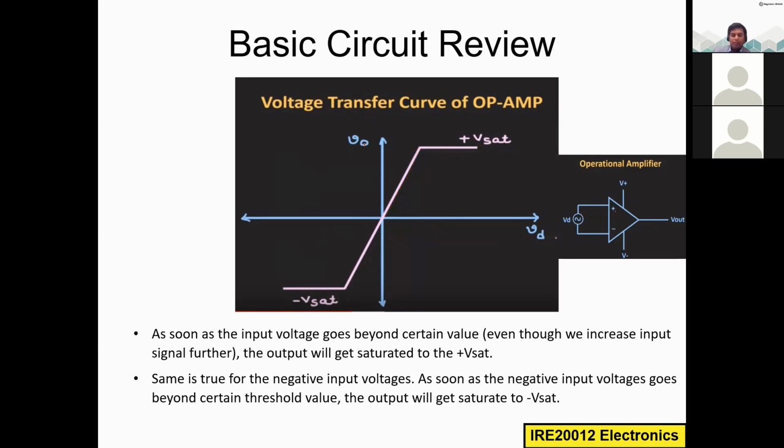So what can we do for that? We have to make some changes in the circuit. This is what I mentioned here. I think we had seen this already last week. As soon as the input voltage goes beyond a certain value, then even though we increase the input, the output will get saturated to the plus Vsat. Similarly, for the negative side, as soon as the negative input voltage goes beyond a certain threshold value, the output will get saturated to the minus Vsat.